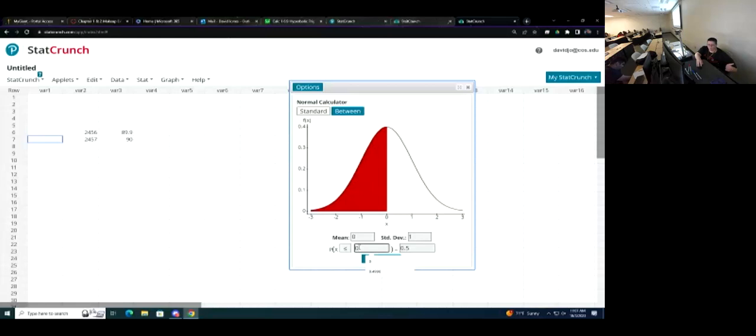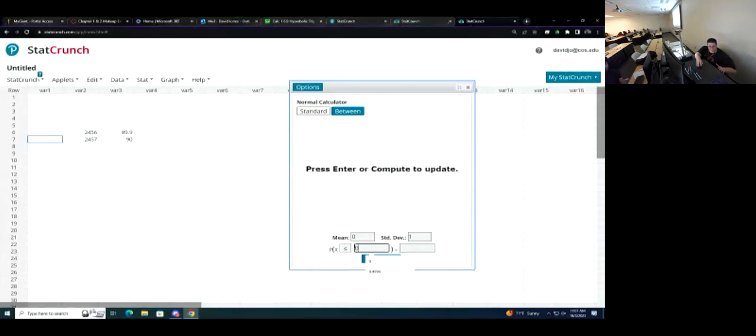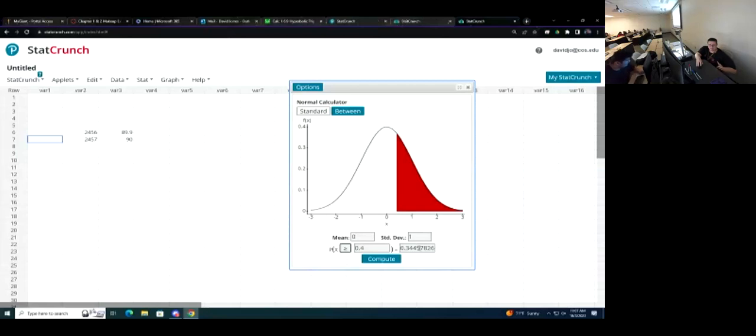So we wanted greater than 0.4. And I'm getting 0.3446. So I'm writing down, actually, I'll write down all the decimal places because you never know what StatCrunch or the homework is going to want me to round to.